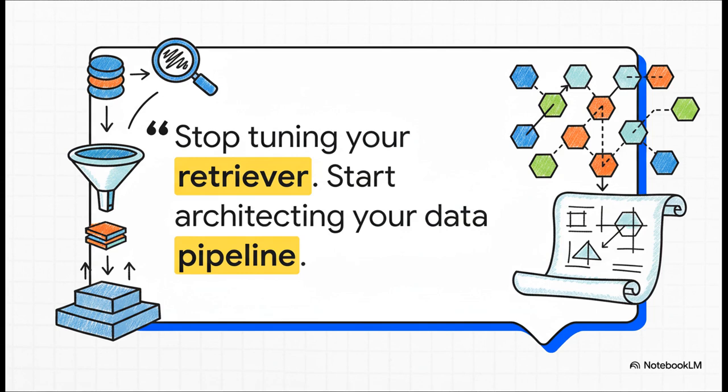Which really just leaves us with this one final thought. It's a mindset shift that separates the experimental projects from the real production-grade AI systems. Stop tuning your retriever. Start architecting your data pipeline. The foundation is absolutely everything. So what's the first stage you're going to build?